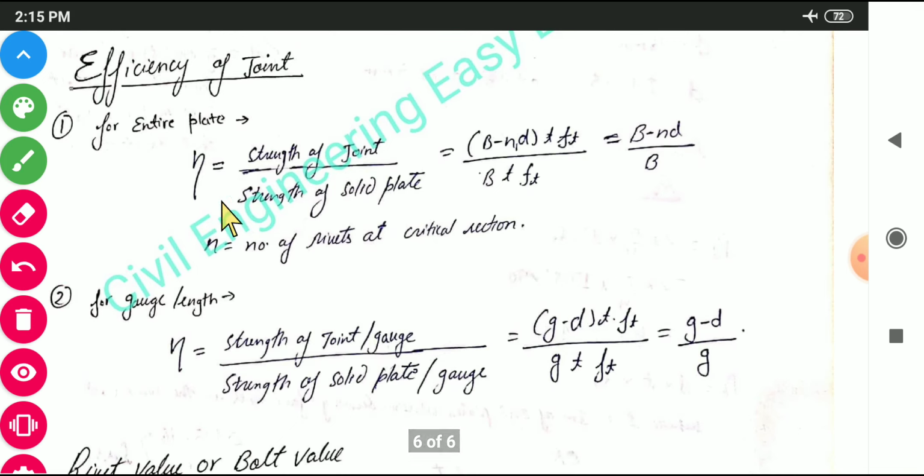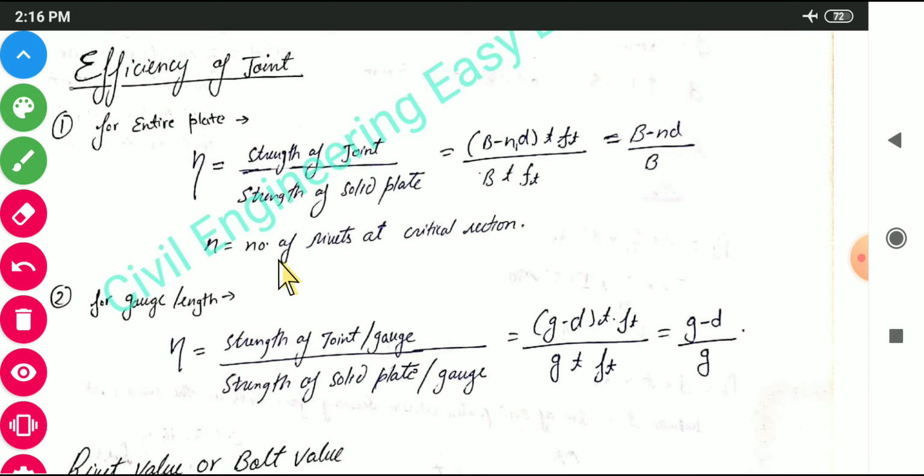Next topic we have is efficiency of joint. So what is efficiency of joint? Again, for case one, we have the entire plate and then the gauge length. For the entire plate, efficiency will be strength of the joint upon strength of the solid plate. So how can you find the strength? Strength of the solid plate is width into thickness into the tearing stress. And for the joint, we will be taking width of the plate minus the diameter into the number of rivets, into thickness into stress. You have already seen this formula. So these things will be cancelled out and the formula remaining is (b minus nd) upon b. So the efficiency of the joint for the entire plate will be this one.